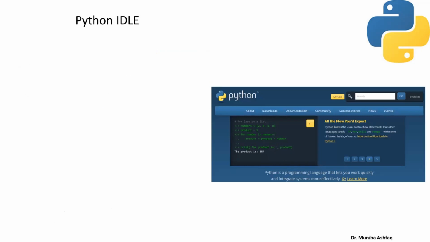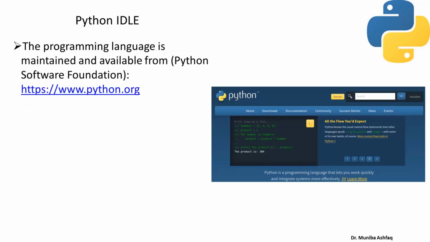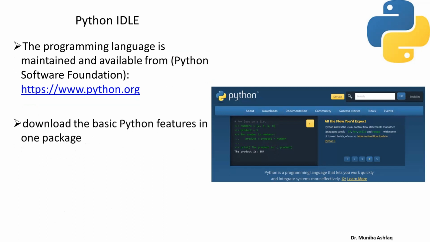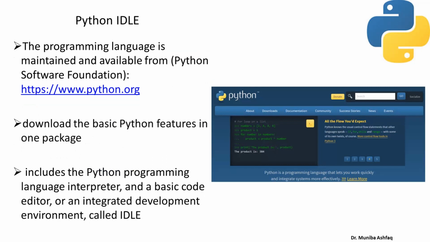Python IDLE. The programming language is maintained and available from the Python Software Foundation. The official website is python.org. Here you can download the latest version and start working with Python IDLE. So you can download the basic Python features in one package, including the Python programming language interpreter, a basic code editor, or an integrated development environment called IDLE.